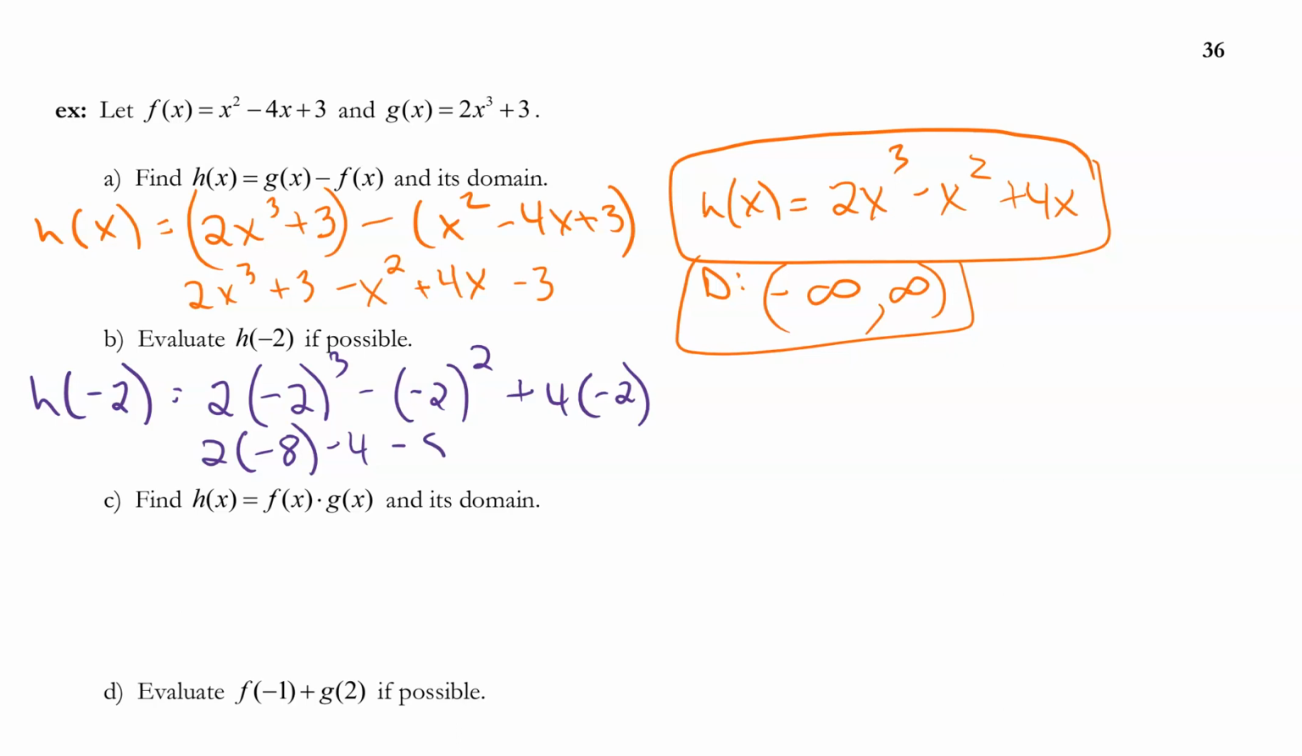4 times negative 2 is negative 8. Well, negative 2 times negative 8 is negative 16. Minus 4 minus 8. Okay. Negative 16 minus 4 is negative 20. Minus 8 is negative 28. So h of negative 2 is equal to negative 28.